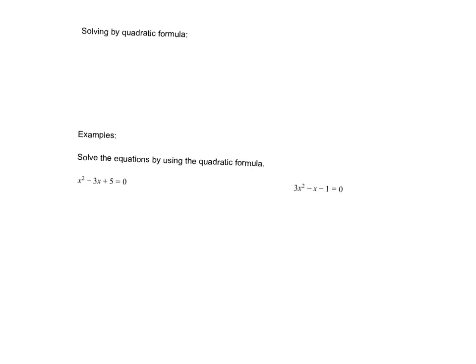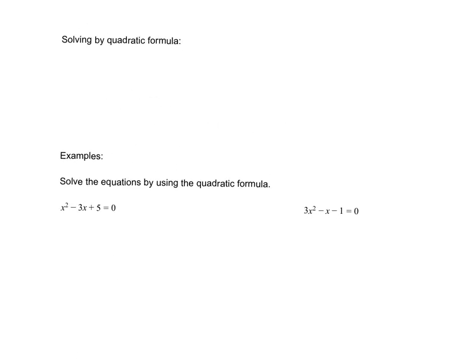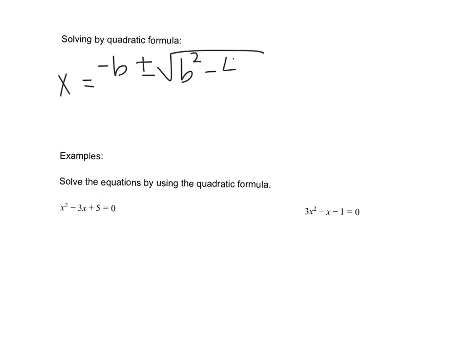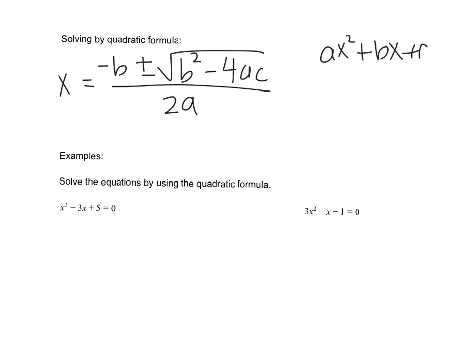The last method we're going to review is the quadratic formula. So remember, the quadratic formula is x equals negative b plus or minus the square root of b squared minus 4ac all over 2a. And remember, in order to use the quadratic formula, your quadratic has to be in the form ax squared plus bx plus c equals 0. And then a, b, and c are taken and plugged into the formula.